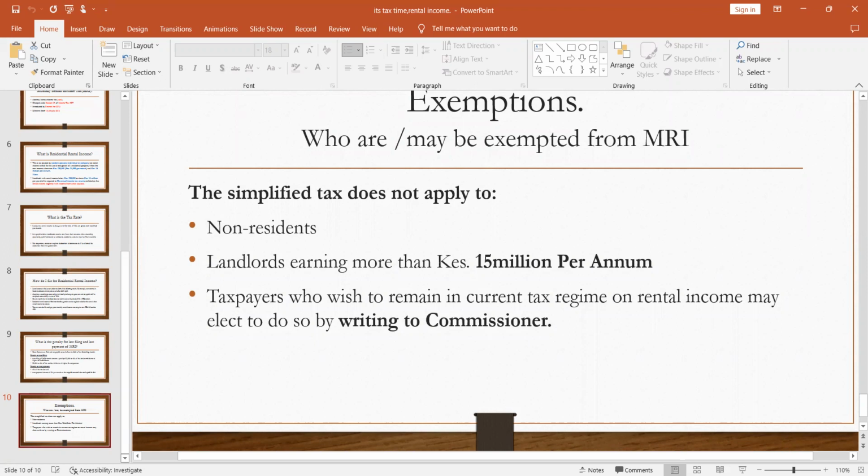So that is all about rental income tax. There are those two regimes. So note where you belong and apply it effectively.